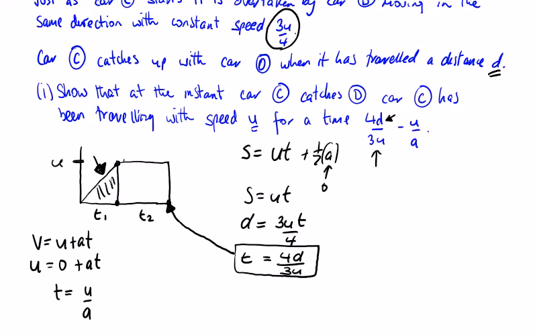So we're looking for how long it has been traveling at speed u, which is this time here, which is t2 minus t1. So it's going to be the total time, 4d over 3u, minus time 1, which is u over a, which is what they were looking for in this question. Straightforward enough start to it.